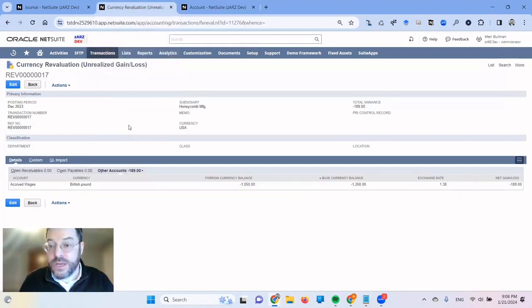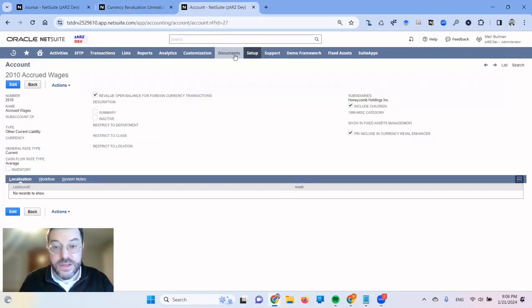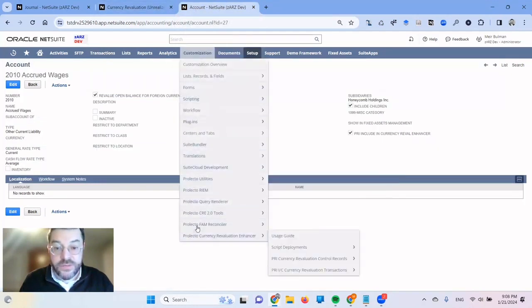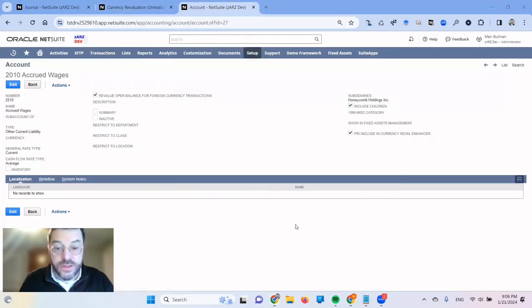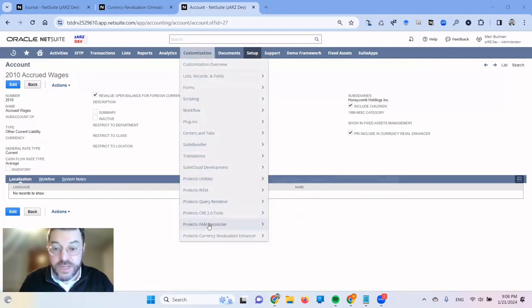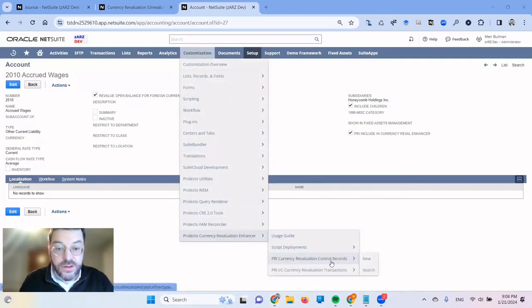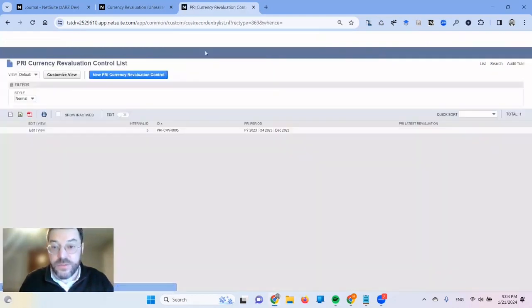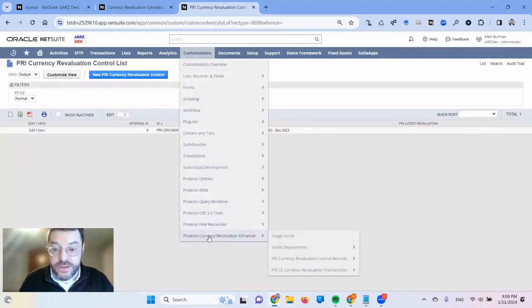What happens is when a native currency revaluation is processed, our tool has a scheduled script that will find it and perform a reclassification. And we also have a control record that the user can see what's really happening in the environment. If we look down here, under control records, we give you a little menu with that. So there it is, the currency revaluation enhancer.